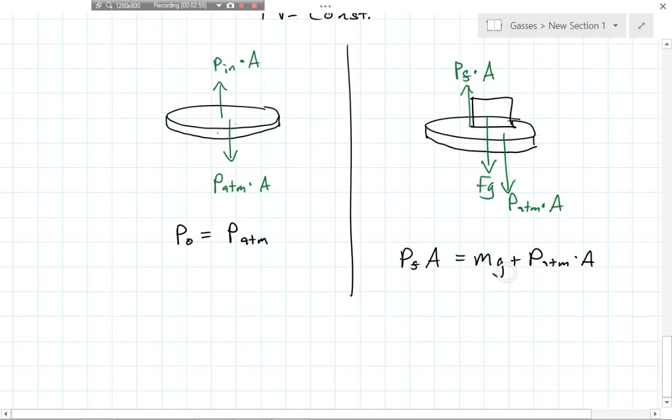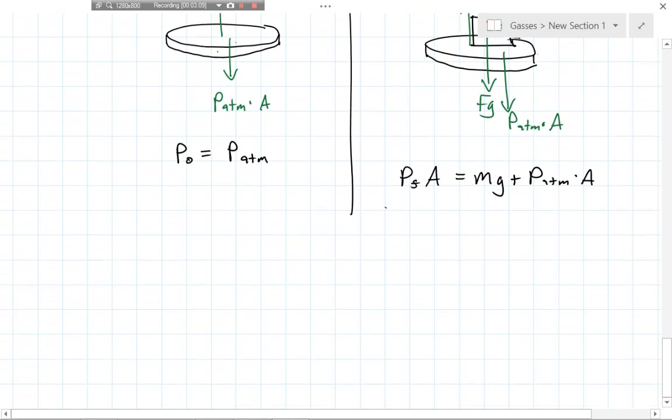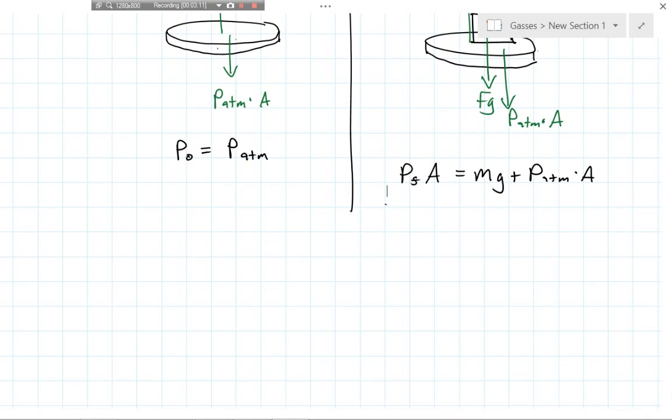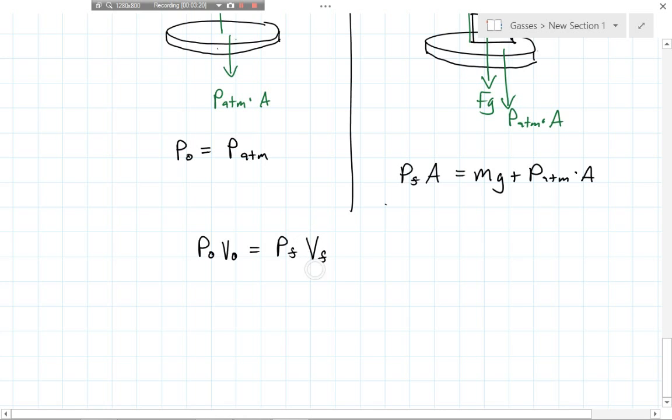So now we have this equation that describes the pressure inside the container when a mass is placed on top of this lid. Now what I'd like to do is relate these two equations to solve for the final volume of the system. So we have that P initial V initial is equal to P final V final. So what I want to do is solve for V final. So V final is equal to V initial times P initial divided by P final.